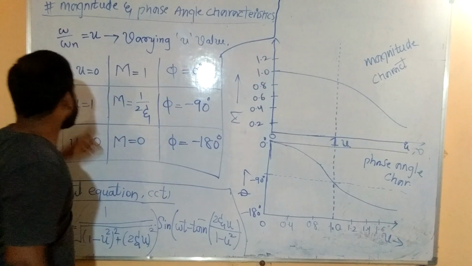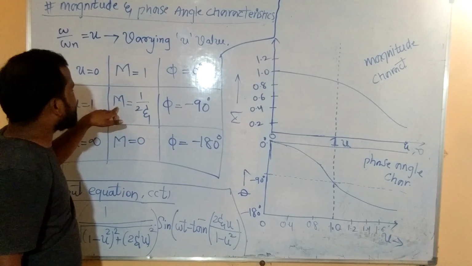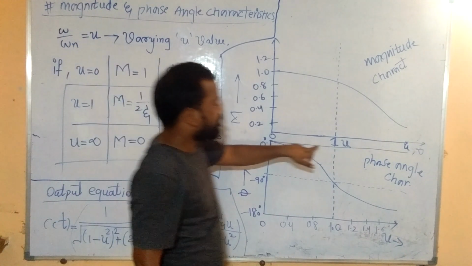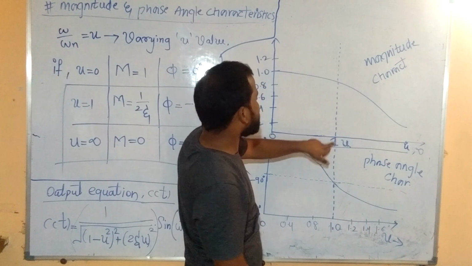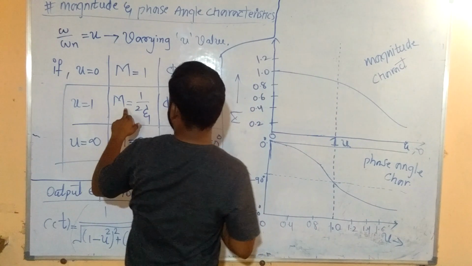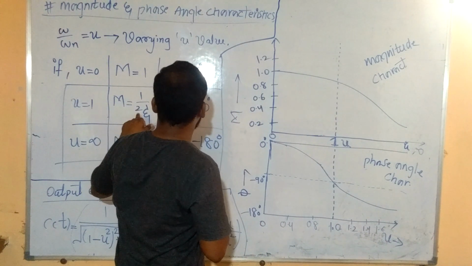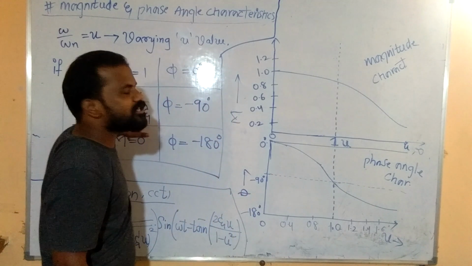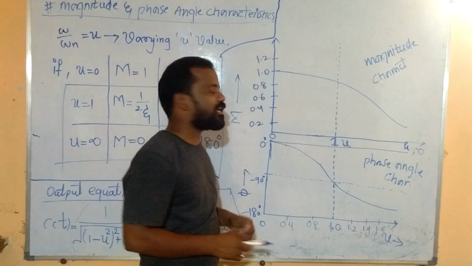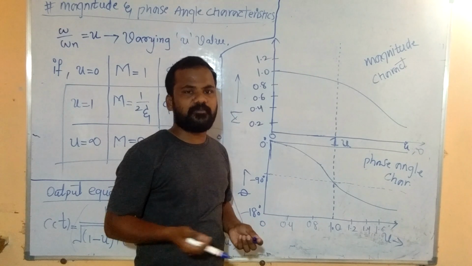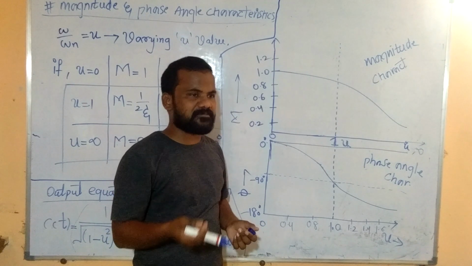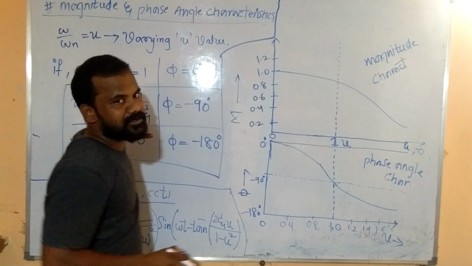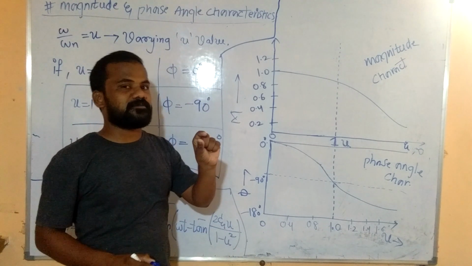Clear? Next, when u is equal to 1, the value of m is equal to 1 by 2 zeta. Clear? So it means when u is equal to 1, then the value of this point m is equal to 1 by 2. So actually 1 by 2 means 0.5. With the help of this value zeta, there is some small change, for example, assume 0.707 or 0.6 or 0.8. Definitely because of the zeta, there is some change in the value.